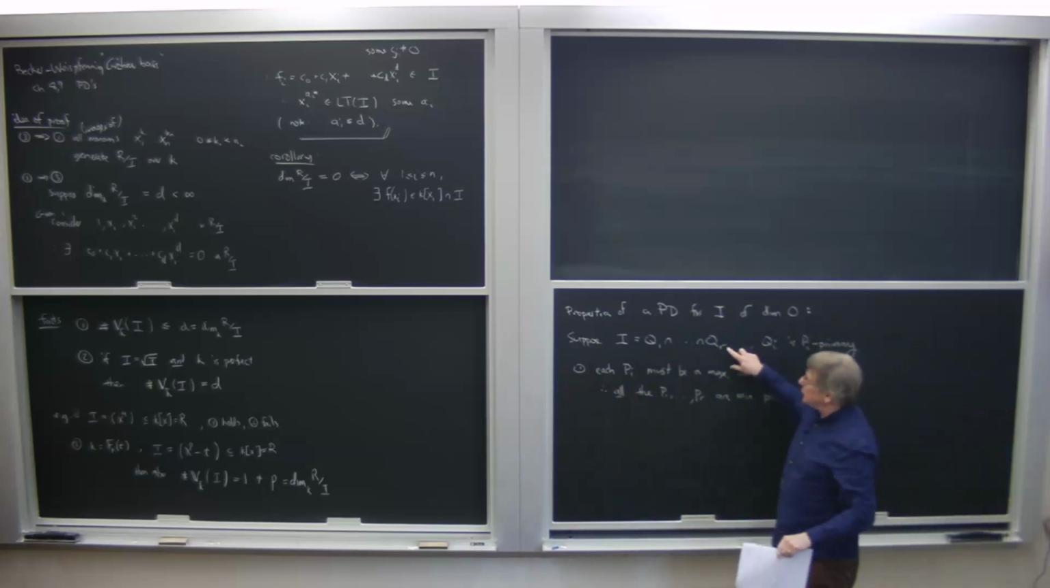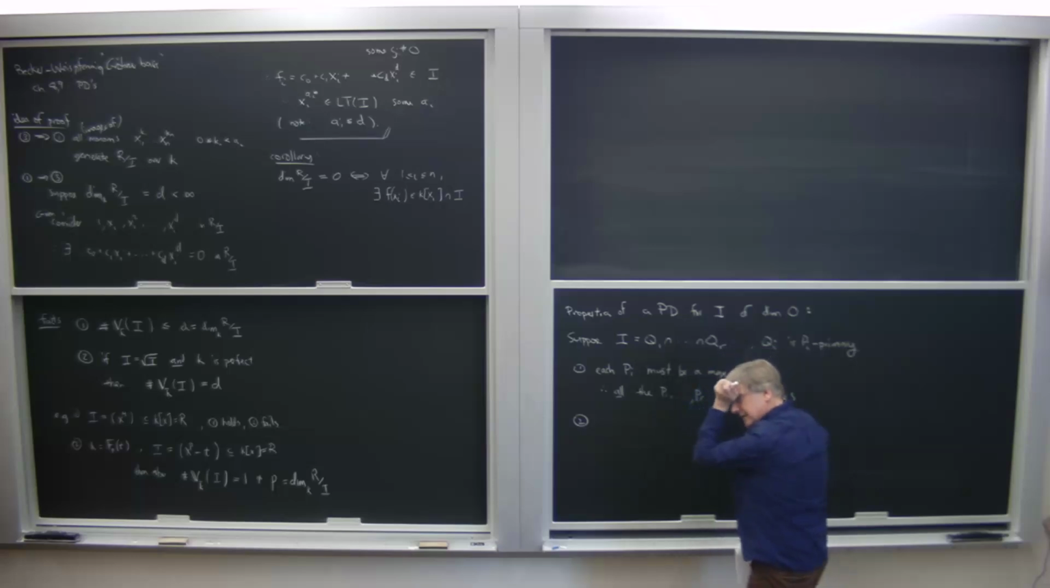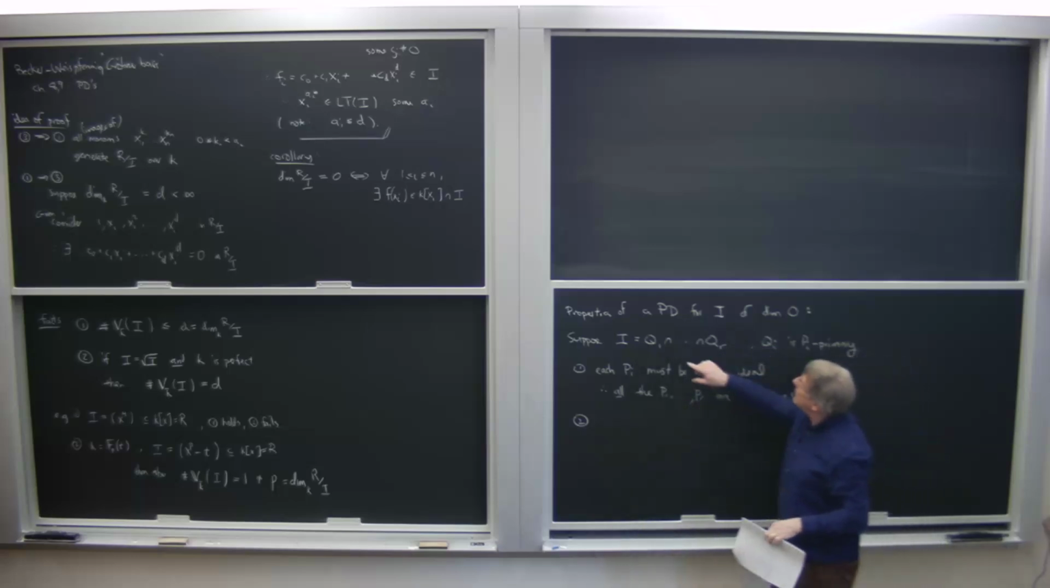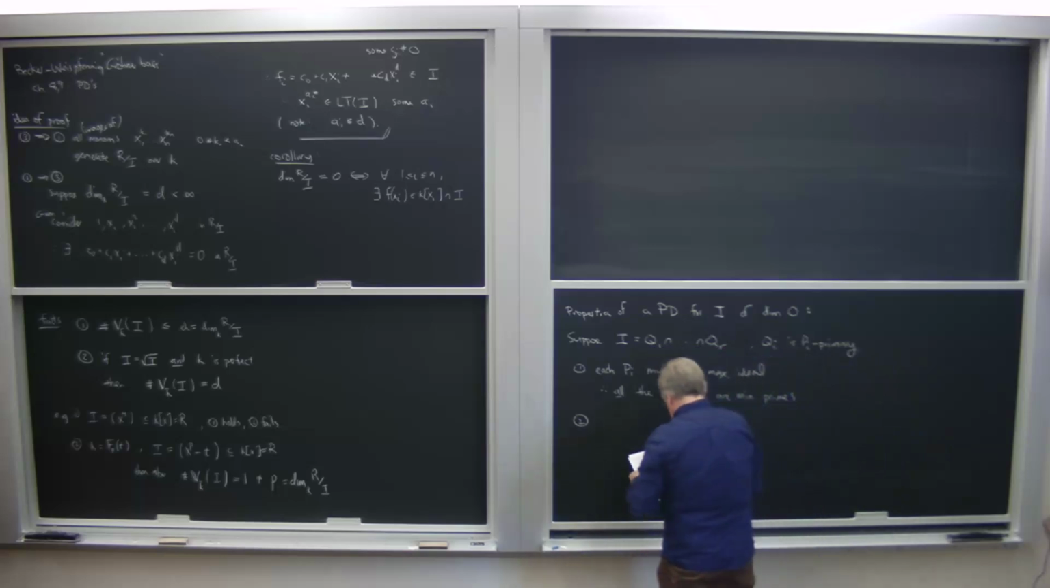So that means, we already knew that which primes there were is independent of what the primary decomposition is. But now what we can do is we can take elements from each one of these things, an element that's in the intersection of all of them but one. Okay, so this one is that Qi is uniquely determined.